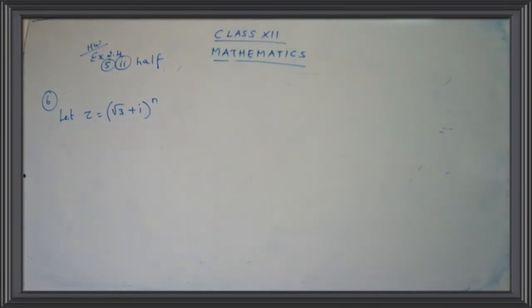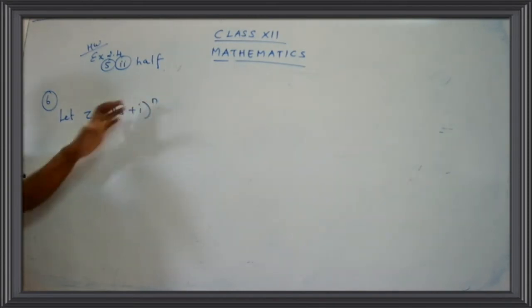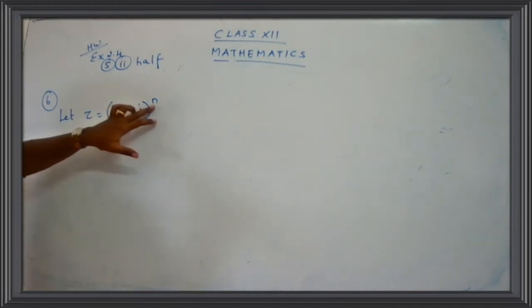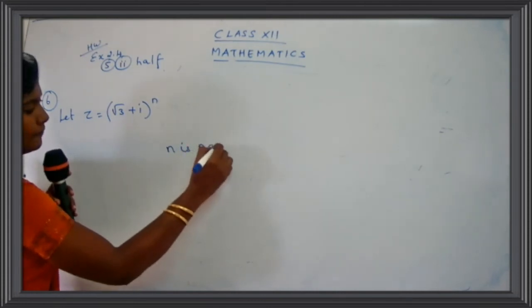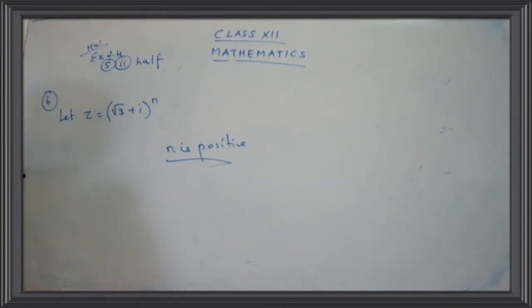Now the question is, we have to find out the value for a positive integer n. Positive integer n means what? That means you will get the value for n in terms of positive. The answer for n will be positive. Are you clear with the question, children? Okay. So now what are we going to do?